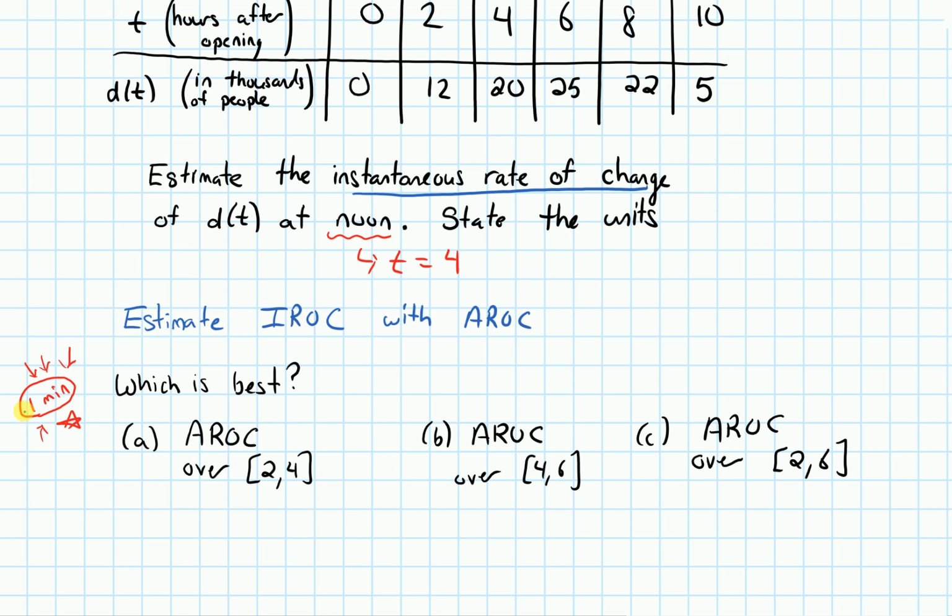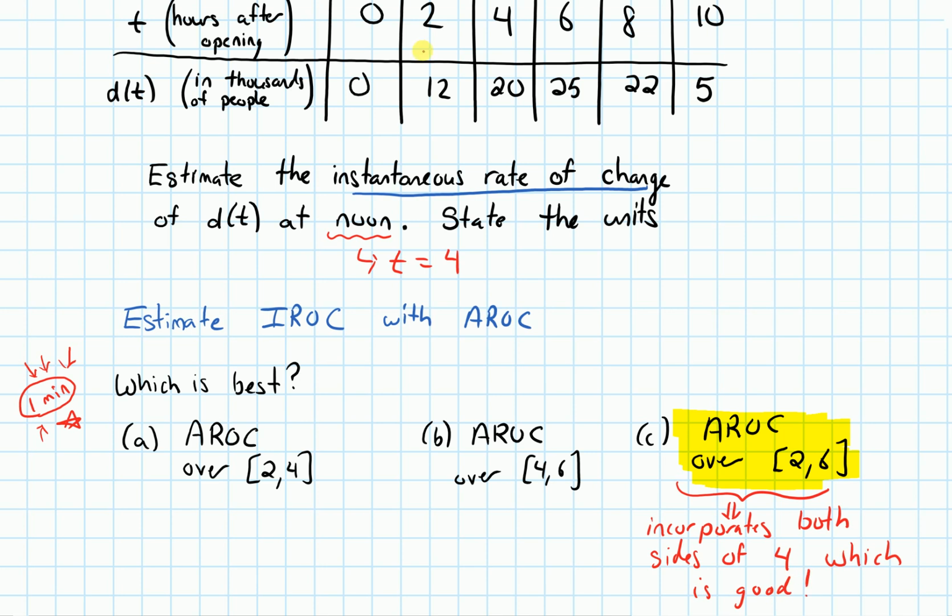Alright, so hopefully you've done that. Hopefully you've paused the video for about a minute to think about this. So I'm going to say that the best option is C, the average rate of change over the interval from 2 to 6. So why? Why am I picking C? So the thing about C is this incorporates both sides of the number that we're sort of interested in, which is t equals 4, both sides of 4, which in general is good.